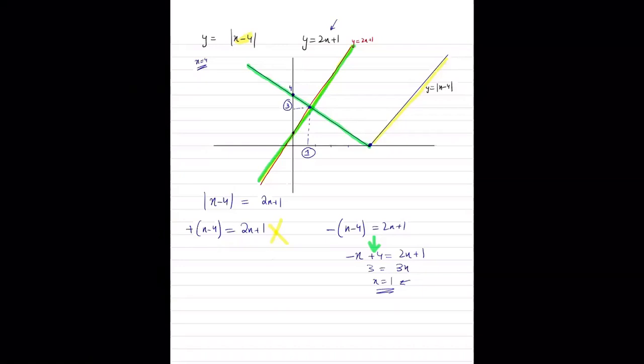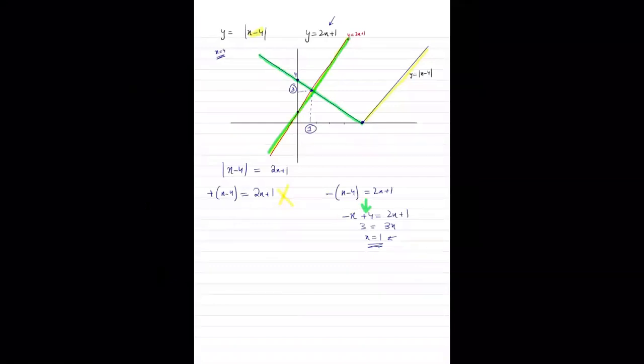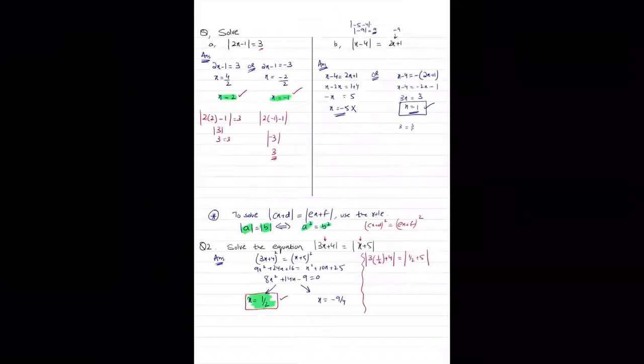Did we do this example? Yeah, we did. x minus 4 equals 2x plus 1. We saw that this wasn't the answer and this was the only answer when we were solving algebraically. So you will have a choice. Either you can sketch the graph and come up with the solution, or you can just solve the equation algebraically.